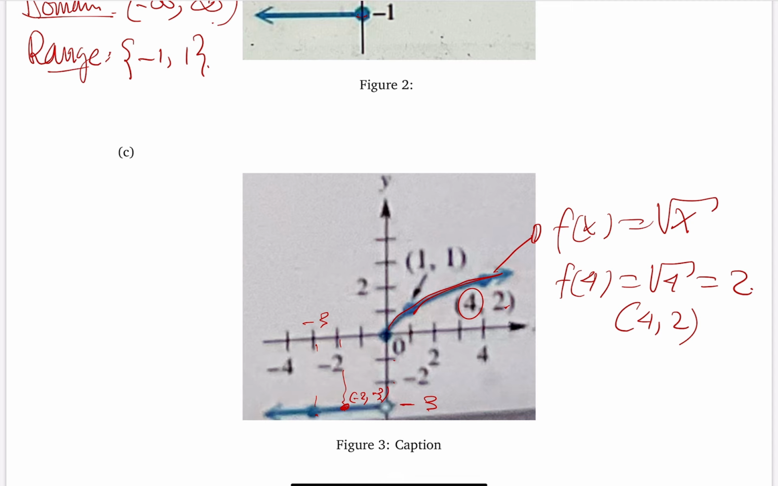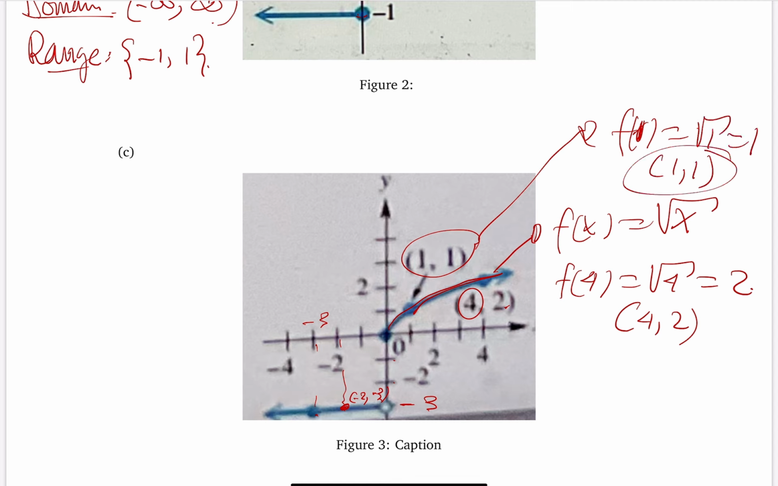Got it? Now, that point is the same thing. If x is equal to 1, you have the square root of 1, which is 1. That's why you have (1, 1). Got it? That's the way you have to look at how the function looks. And now the function is just this one for this part.